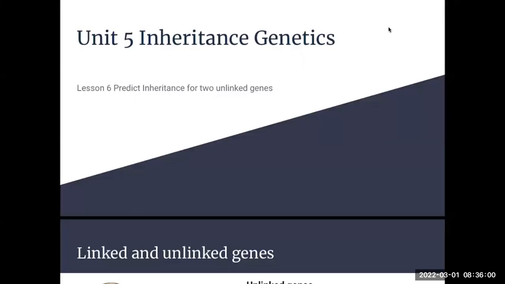Right, so we are now at lesson 6, unit 5. Lesson 6 looks at predicting inheritance for two genes, and to be very specific, two unlinked genes. Up till now, you've always predicted inheritance for only one gene, but there could be one or two or three or four multiple alleles in a gene. This time we're going to predict inheritance for two genes at the same time.